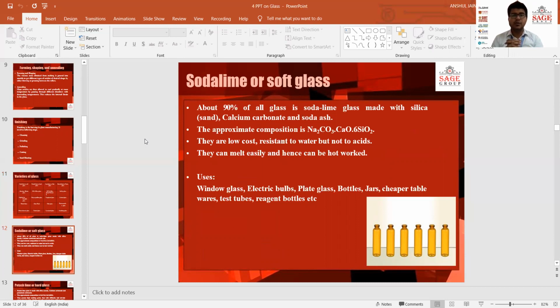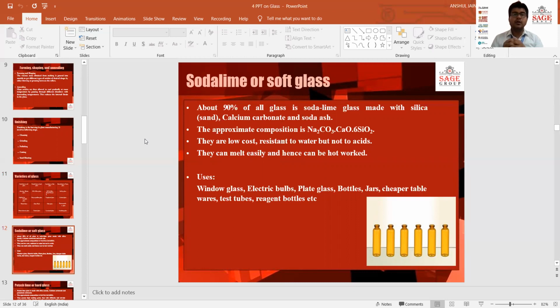They contain about 90% of the silica component, calcium carbonate and soda ash. These are the three basic ingredients in soft glass, and they have low cost. They are resistant to water, but not resistant to acidic effect. Okay, they can melt easily, and hence they can be worked out in the hot molten state.